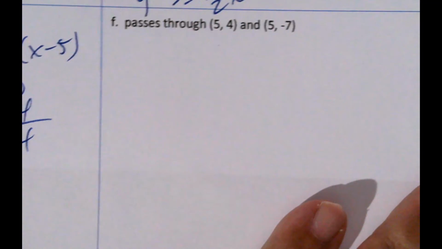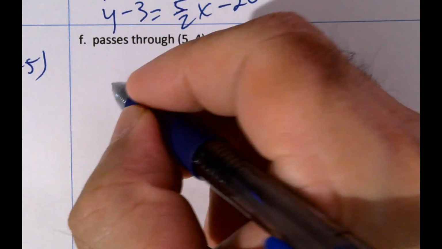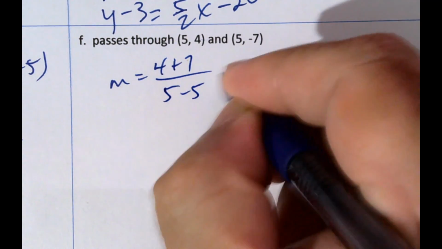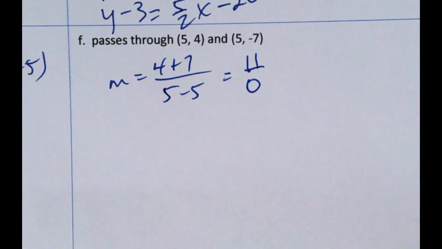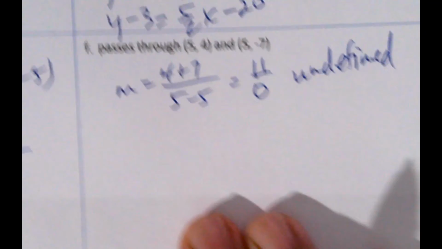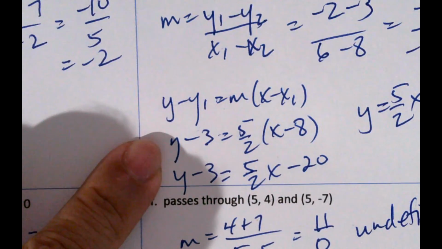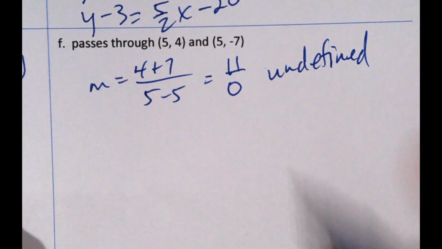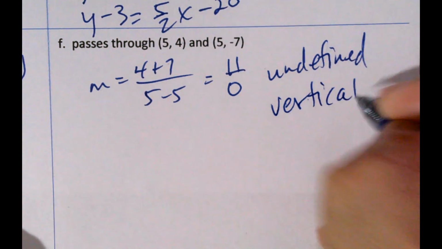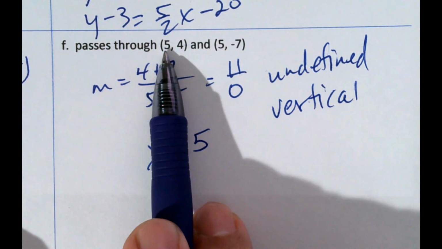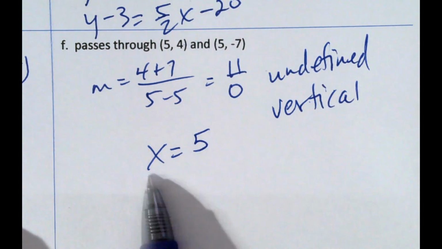Example F. We got slope is 4 minus negative 7, so it's 4 plus 7 over 5 minus 5. That's 11 over 0. This is undefined. You can't put undefined into that formula. There's no room for the word undefined in a formula. So you have to know the shortcut for this one. If the slope is undefined, that means this is a vertical line, so you're going to do x equals. A vertical line is x equals the x value. So you're looking at the x value, 5. So it's x equals 5. That's it.